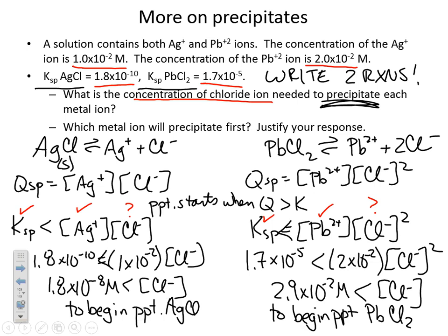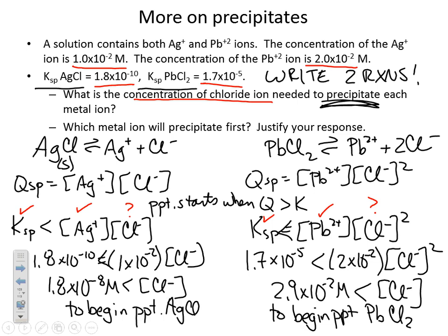In order to precipitate silver chloride, you need 1.8 times 10 to the minus 8th. In order to precipitate lead 2 chloride, you need 2.9 times 10 to the minus 2nd molar chloride. So you've answered that question. With that, we can then look at the second one. Which metal ion will precipitate first? Justify your response. Here's where you don't have to do any additional calculations.